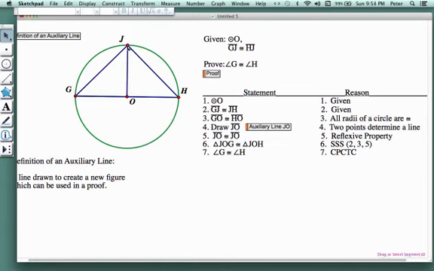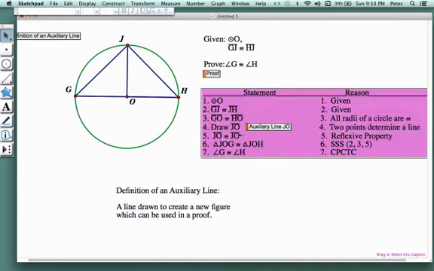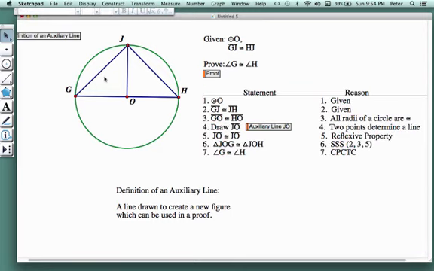Now we're going to draw JO, and the reason is one of Euclid's axioms, that 2 points determine a line. When we draw JO, we've now created 2 triangles, and we can show that JO is congruent to JO by the reflexive property. That means that triangle JOG is congruent to JOH by side, side, side, which means angle G is congruent to angle H by CPCTC. So you see how we drew the auxiliary line JO in order to create 2 triangles which we could prove congruent, and then we could get the angles congruent by CPCTC. That's a good example of when to use an auxiliary line.